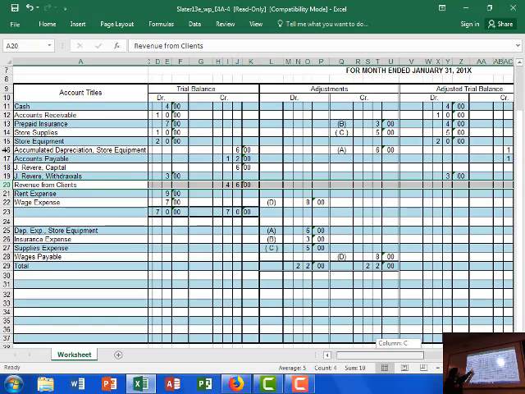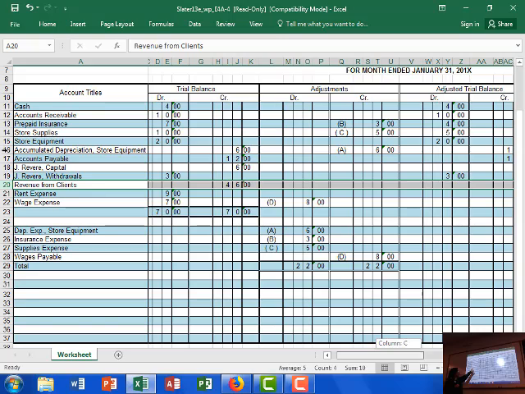Is that it? Yes? Assets. No, because what did Jose say? Accumulated depreciation is a contra asset. But it still goes on the balance sheet, okay?